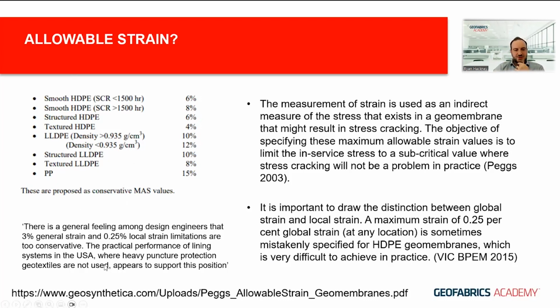And there's further commentary in that paper that I've got an extract of here. There's a general feeling amongst design engineers that the 3% general strain and the 0.25% local strain limitations are too conservative. The practical performance of lining systems in the USA, where heavy puncture protection geotextiles are not used, appears to support that position, because they don't observe any failures. Even when they're using the lighter geotextiles, they don't observe those stress cracking failures in situ.